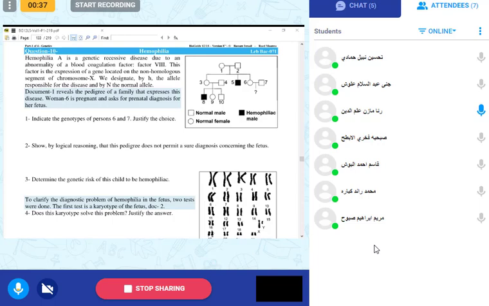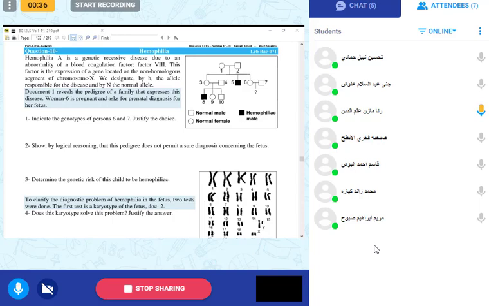Part 3. Determine the genetic risk of these children to be hemophilia. Okay, I want now to determine genetic risk. It could be the percentage or a proportion that he will be hemophiliac. So what is the proportion or percentage that he will be hemophiliac? What do you think, Mona?